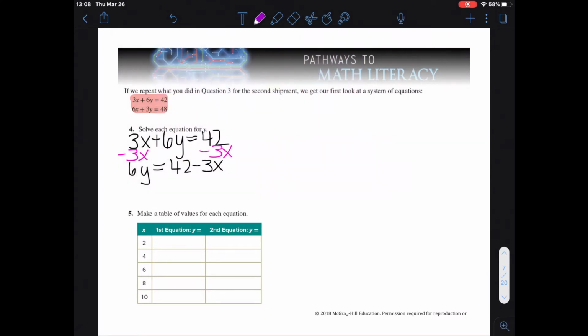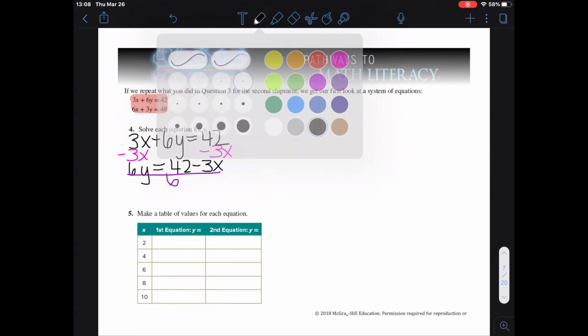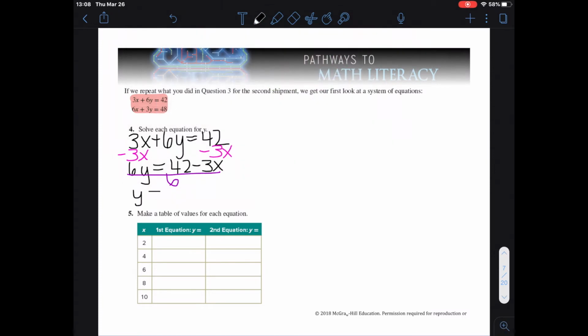To get y on its own, you divide everything by 6, and that gives us y is equal to 42 over 6, which is 7, and then 3 over 6 is 1/2. So our first equation is y equals 7 minus 1/2 x.